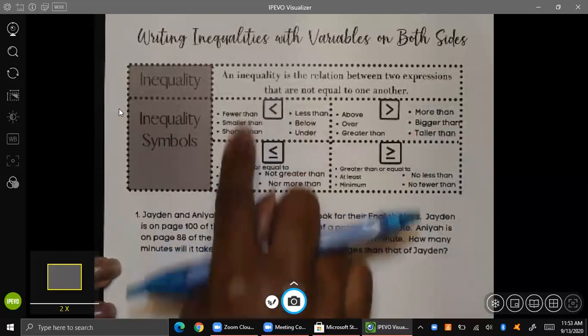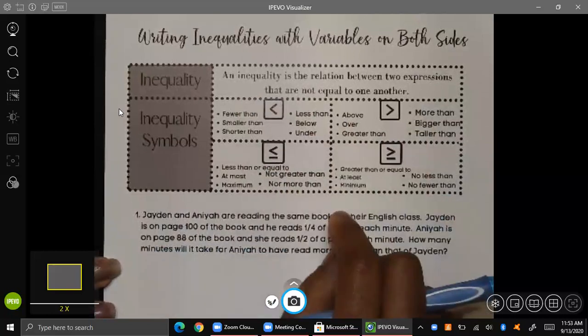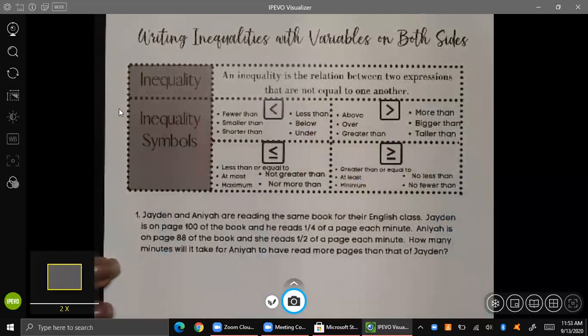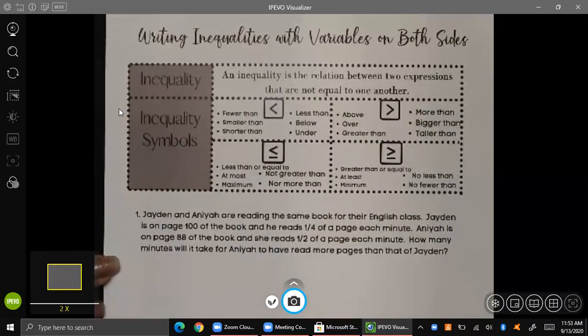And there's a few other words that mean the same thing. I'm not going to go through them in detail because we can read, but they are there. So when it comes to inequalities with variables on both sides, I'm going to go through a couple of steps. I'm going to write the steps on the side as well as show you the work throughout.